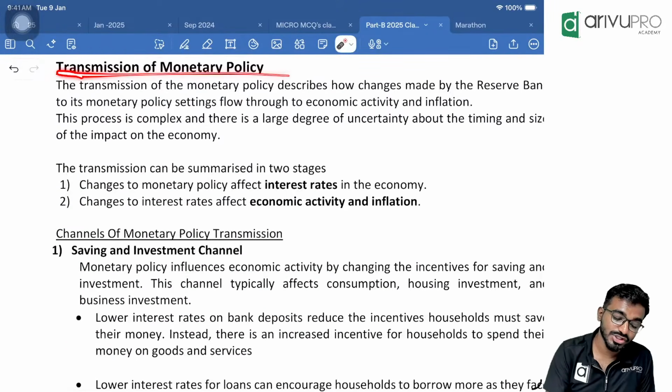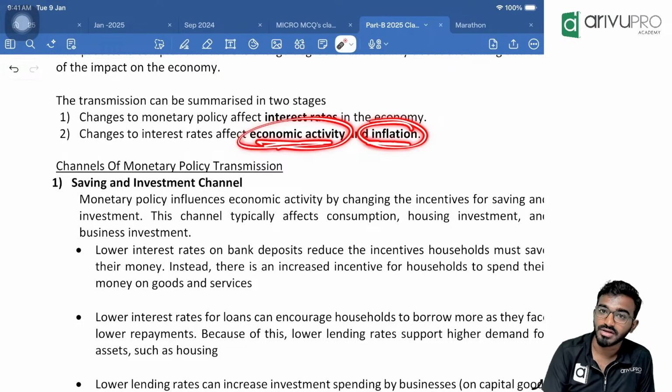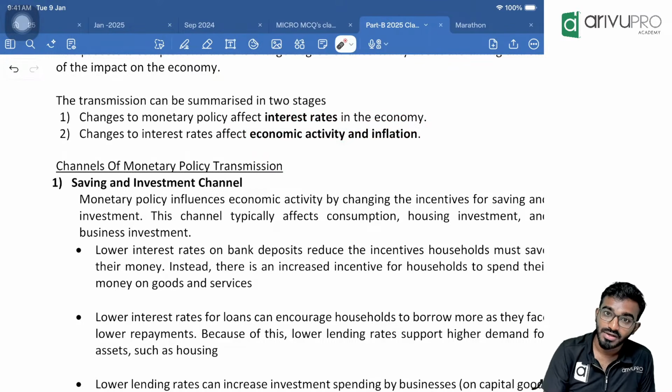Now comes transmission mechanism, one of the easiest topics. Whenever interest rate changes in the economy, how will it affect economic activity and inflation in the country? There are 4 channels here. You have to remember the headings of the channels. Sometimes they will give an odd one out. They will ask, which among the following is not a monetary policy transmission channel?